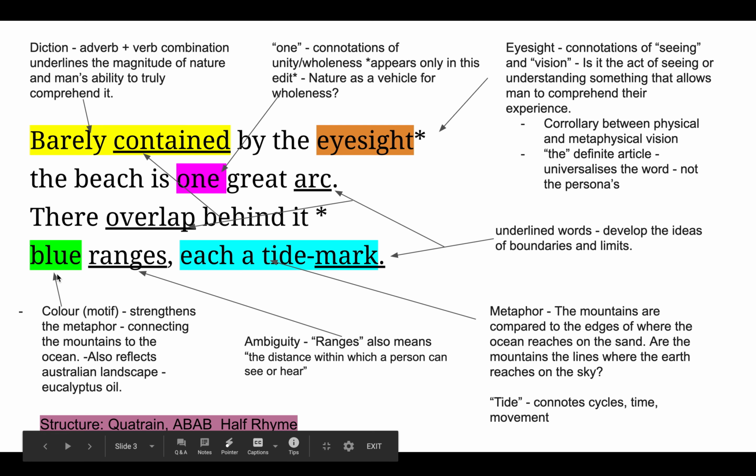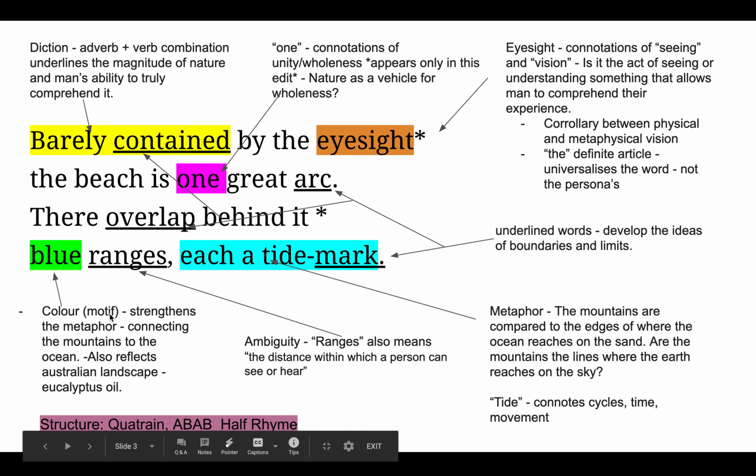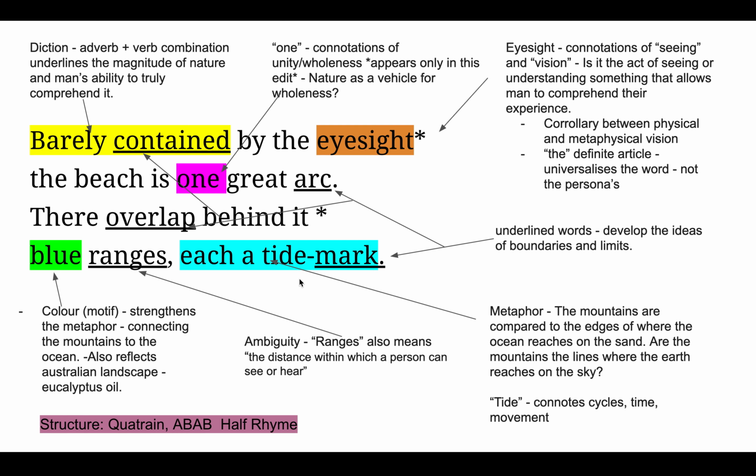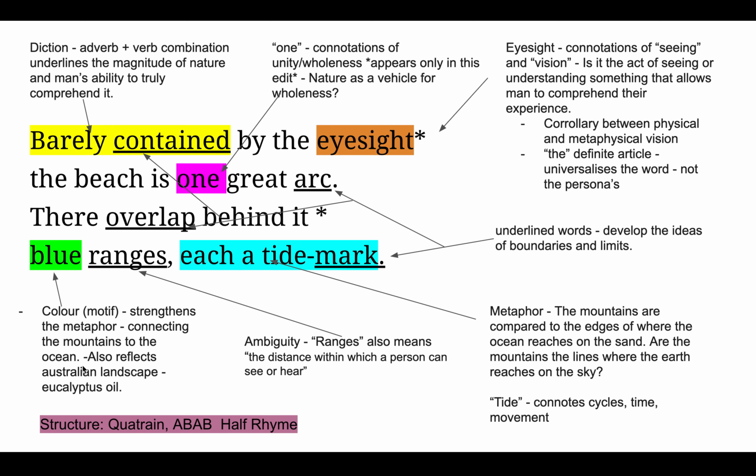And the word blue, which he uses to describe those mountains, he doesn't say mountains, he says blue ranges. One, it's his colour motif, which he uses throughout all his poetry, but it strengthens the metaphor. It connects the mountains to the oceans. Blue also reflecting the Australian landscape because it is our eucalypts which give them that blue haze.